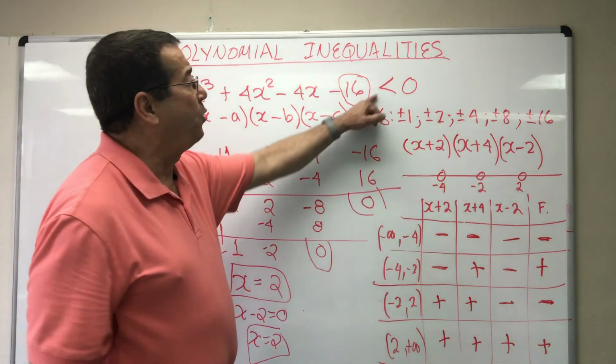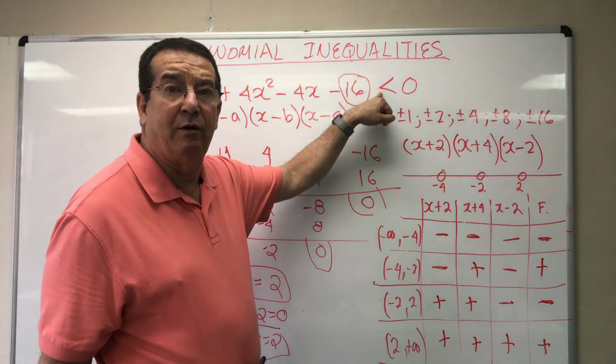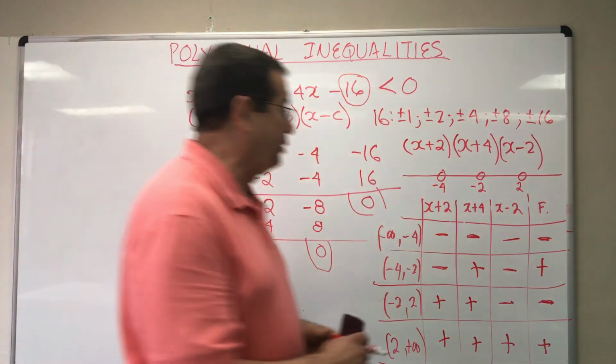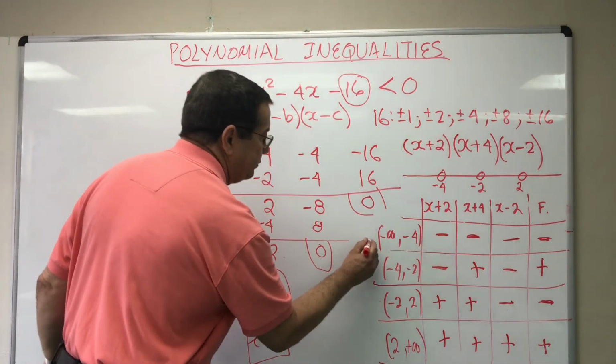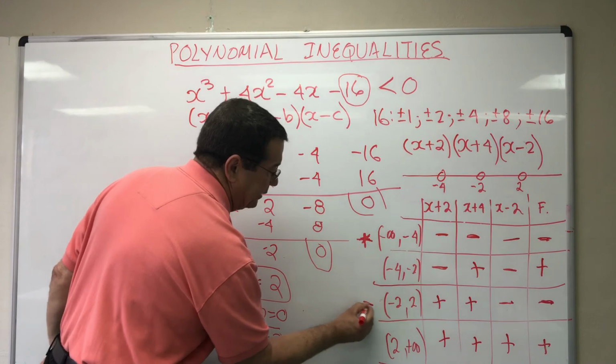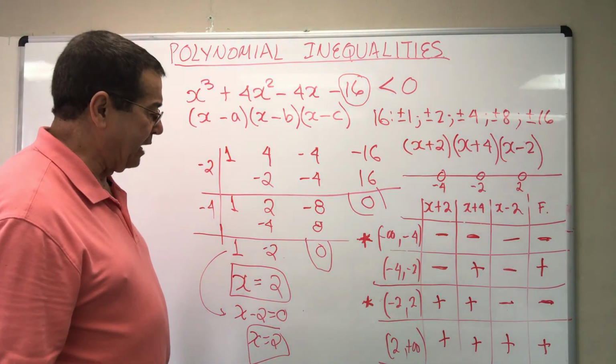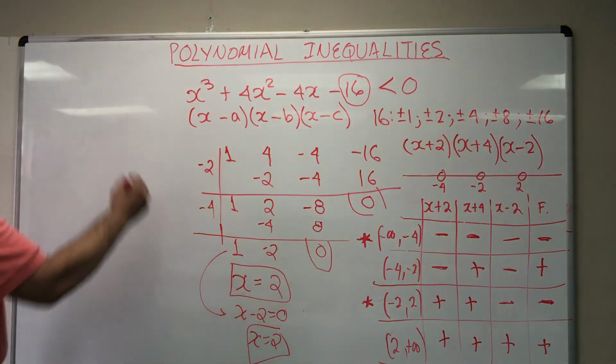And I come back to my question. I need to find the solution when the polynomial is less than 0. The polynomial is less than 0 in this row, and in this row. Then I'm going to write the solution here.